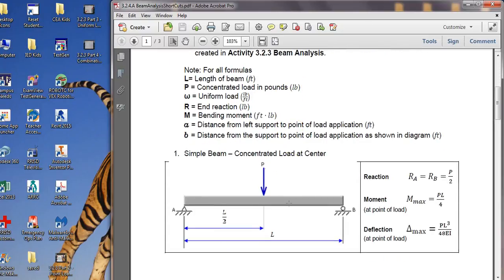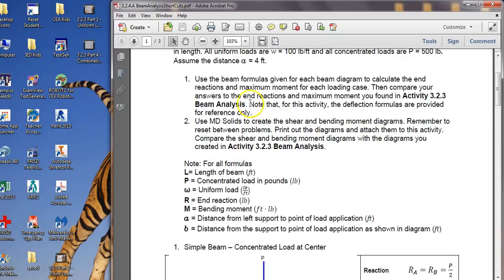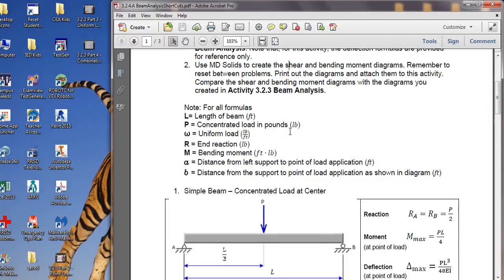Now you'll notice that here they give us what all the variables stand for. You'll also find this on your formula chart. And then the formulas are actually different for each loading condition. Again, these are all listed out on your formula chart, but you have to look up the exact shape of your beam to find the exact formulas. And if you notice at the top here, it says, note that for this activity, the deflection formulas are provided only for reference because we're not going to calculate deflection. We're just doing shear and moment.